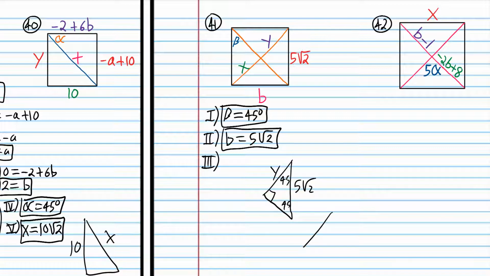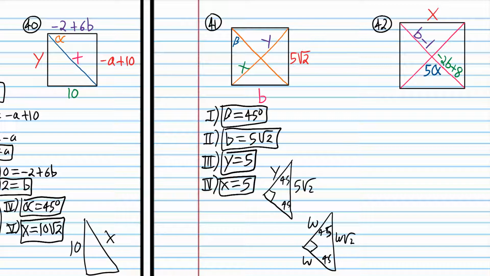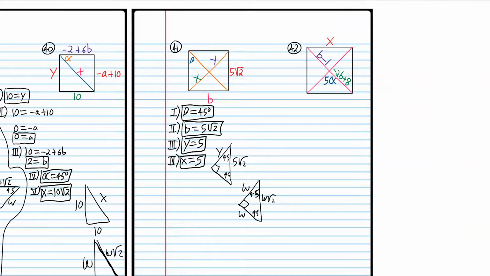And if you write your w root 2, 45, 45, 90. So that means that if this side is 5 root 2, then the other side would just be w, which is y, which is just 5. So y is 5, and the diagonals bisect each other because a square is a parallelogram. So x is equal to 5 also. So if you got those answers, good job.